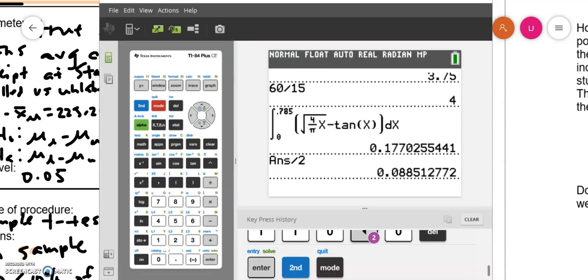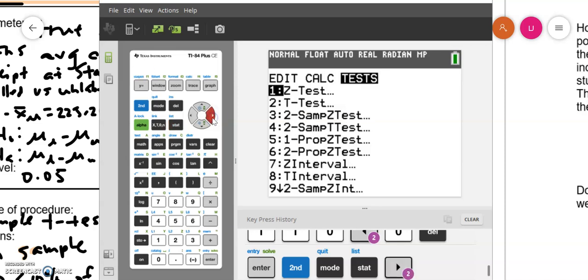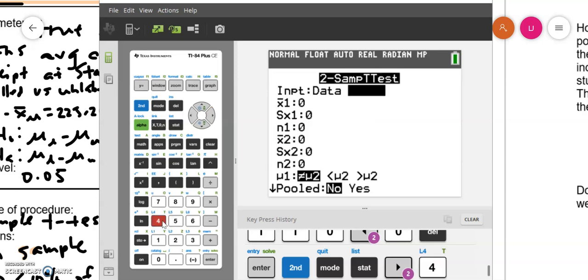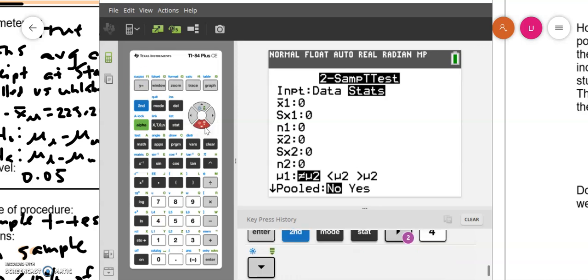All right, or you have the other option of using your calculator. If you're going to use your calculator, you go to Stat, scroll over to Tests, and now this is not a t-test anymore. It is a 2-sample t-test. So you go to option number 4, 2-sample t-test. You're going to input your statistics because we do not have the specific data points.